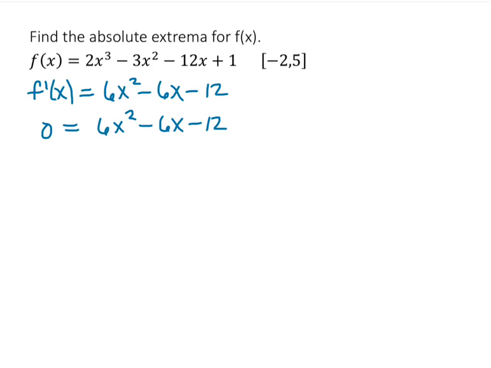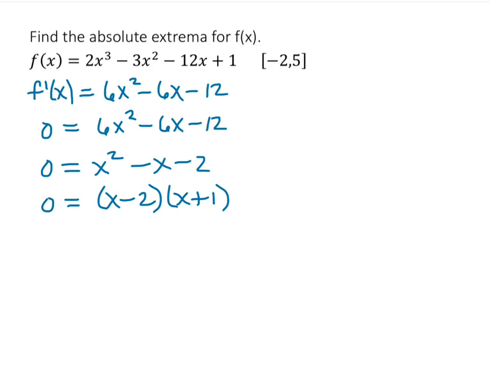You might want to solve this by dividing the entire equation on each side by 6 to simplify it. 0 equals x squared minus x minus 2. Factor this equation. x minus 2 times x plus 1. Set each factor equal to 0. Isolate the x, and you'll get the x value of 2 or negative 1. These are your critical values, and you might have a local maximum and a local minimum on either of these two values, so we need to test these values.